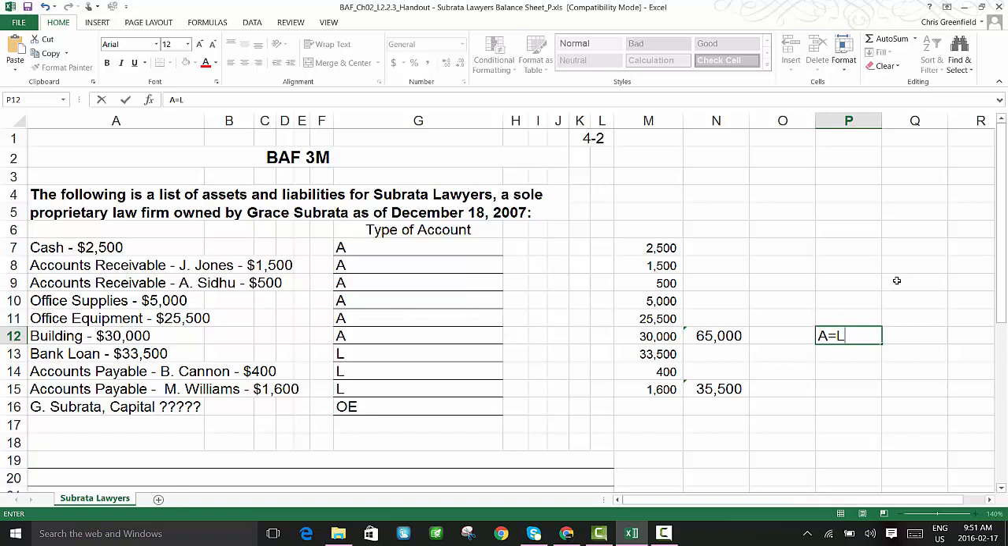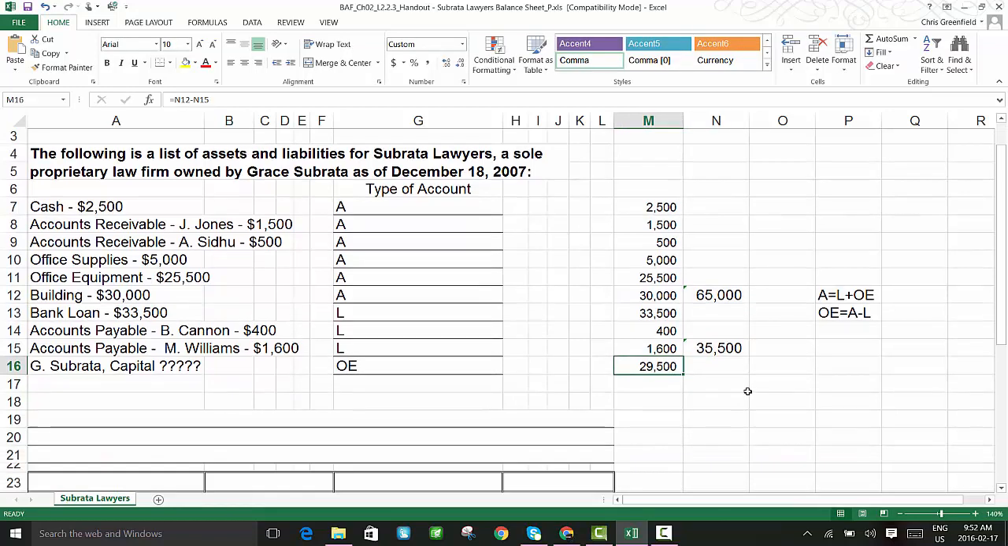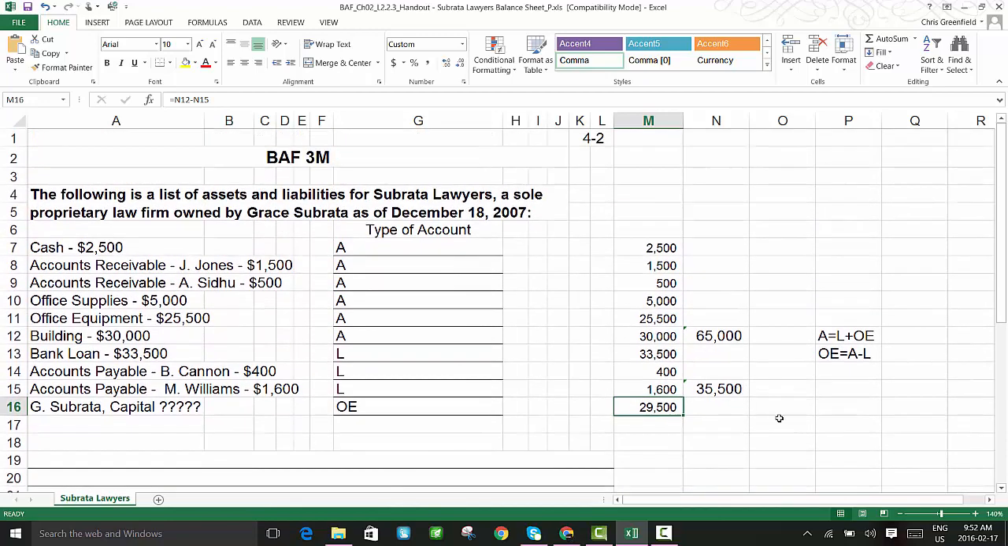Usually it's assets equals liabilities plus OE. In this case, we are calculating OE equals A minus L. So I'm going to hit equals, which tells the sheet that I'm doing a math function. I'm going to arrow over to the big number, hit the minus key, arrow over to my smaller number, and hit enter. Again, I can press F2 and it will show me the math that I've done: the blue box N12 minus the red box N15. So now I know that my total owner's equity is going to be 29,500. That ends the first part of this activity.